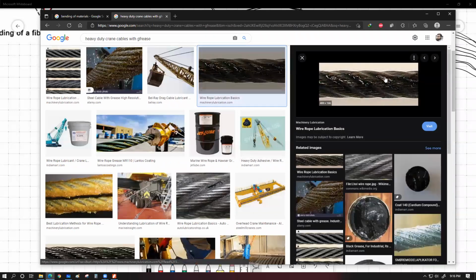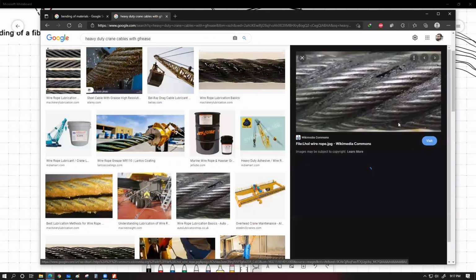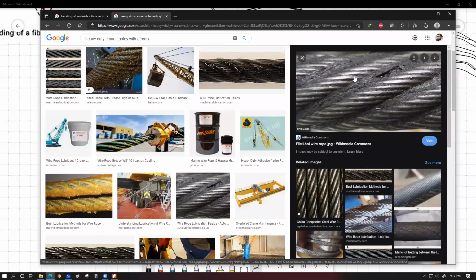Somewhat like this. A very sticky grease is used so that these individual wires can actually move past each other with little resistance across their sliding surfaces.